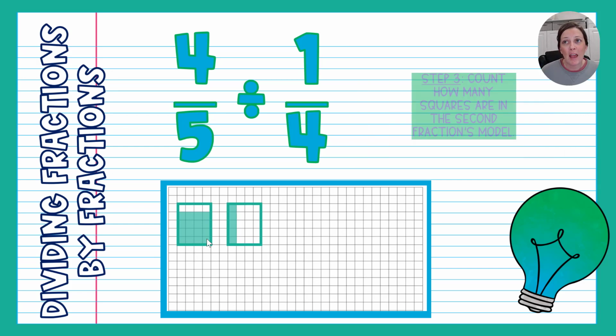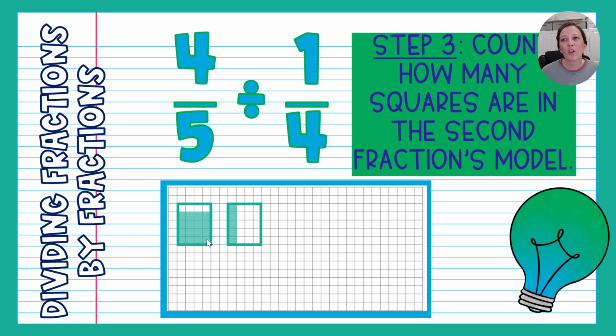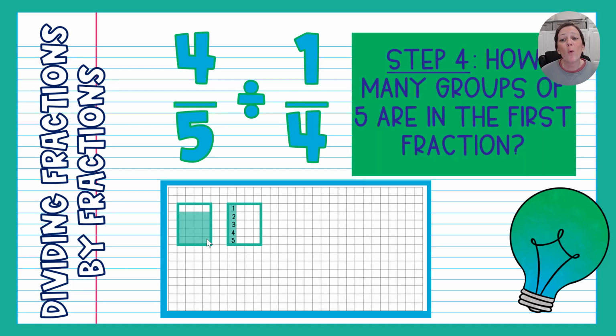My third step is to count how many squares are in the second fraction's model. And just to be clear, we're talking about those shaded squares. So I'm going to count and know that I have 1, 2, 3, 4, 5 squares in the second model that are shaded. Okay? So knowing I have 5, that makes me ready for step 4, because step 4 is how many groups of 5 are in the first fraction. So since I had 5 in the second one, I want to know how many of that I can fit into the first one. So we're going to count and make groups of 5.